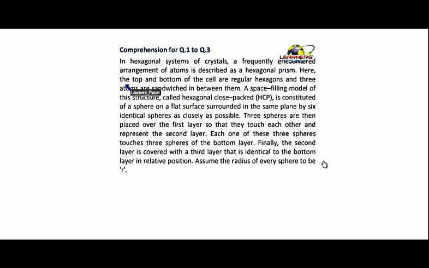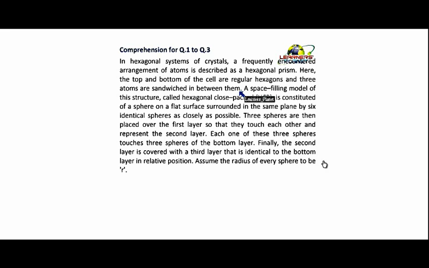See, the comprehension which was there is on hexagonal systems of crystals. That is, it is talking about the hexagonal system when in 2D the particles are arranged in a hexagonal manner. A frequently encountered arrangement of atoms is described as hexagonal prism. Here, the top and bottom of the cell are regular hexagons and 3 atoms are sandwiched between them.